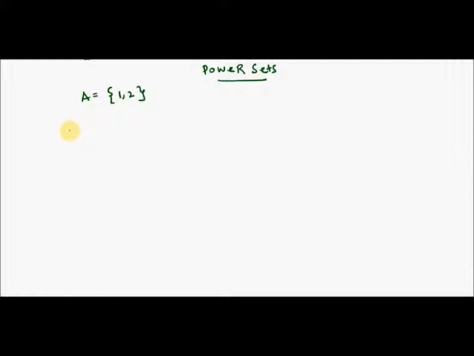The power set can be written as P of A, and the general formula for calculating the number of subsets that can be generated from a particular set is actually 2 raised to the power n, right? Where n is the number of elements. Number of elements, right? Now let me take this example.